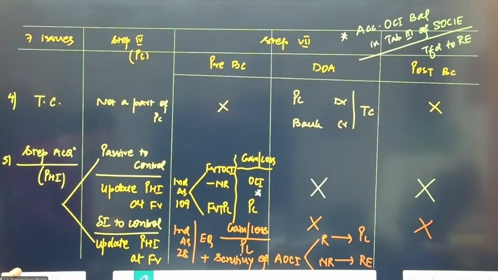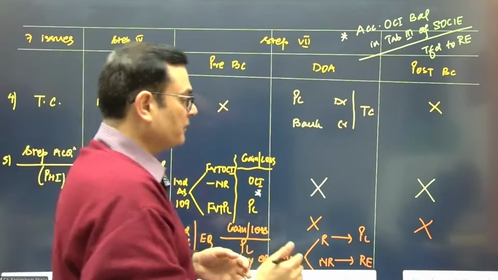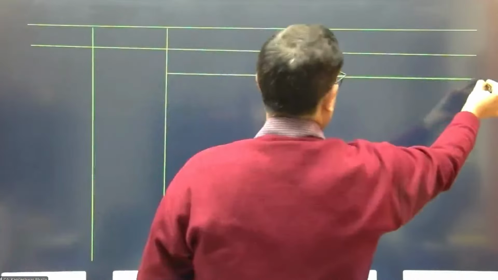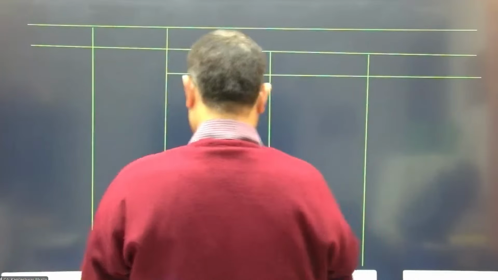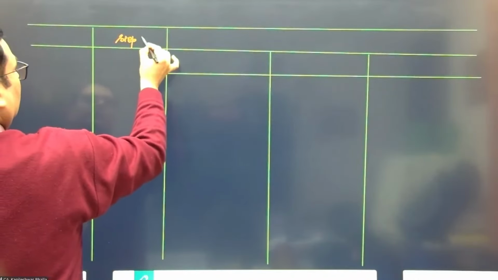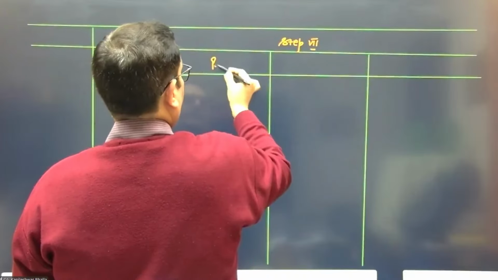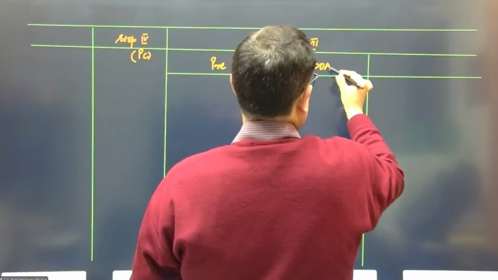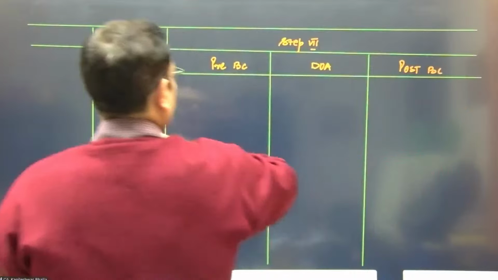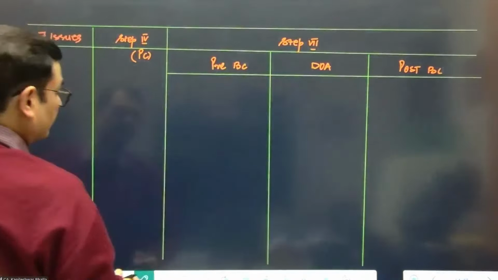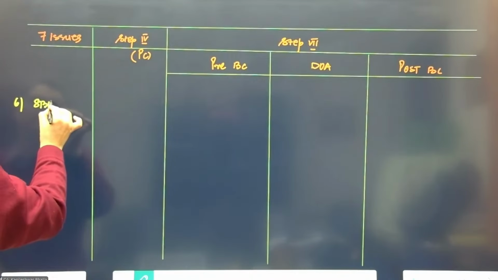Let's go to the continuation of the chart. So now we're going to talk in terms of share-based payments. So the sixth issue, that is SBP. This is step number 4, purchase consideration. Step number 7, that is pre-business combination, date of acquisition, post-business combination, and the list of 7 issues. So let's go to the next agenda, that is issue number 6, share-based payments.